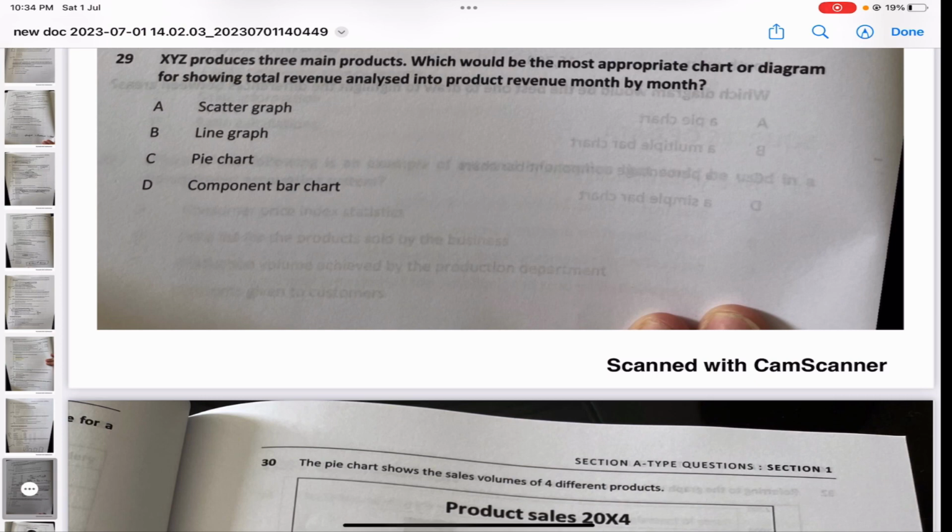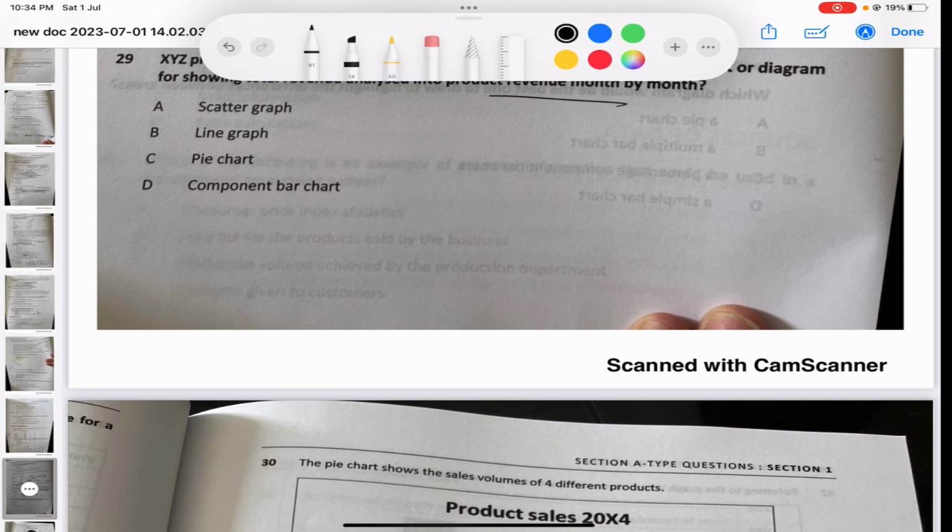Total revenue analyzed into product revenue. Since we are talking about components, a bar chart is a good way of illustrating total sales month by month. The length of the bar each month is a measure of total sales. The bar can be divided into three parts to show the amount of sales achieved in the three products. Since we have to talk about the product revenue, in that case we can use a component bar chart.